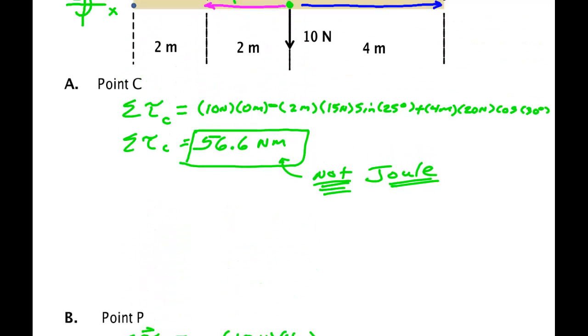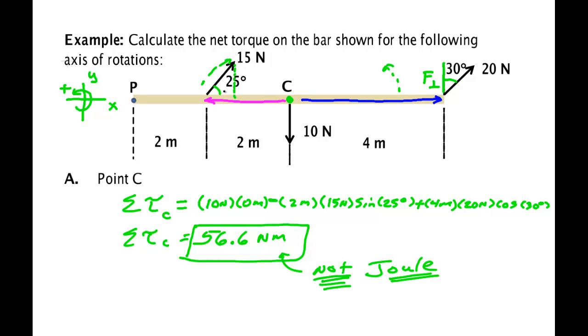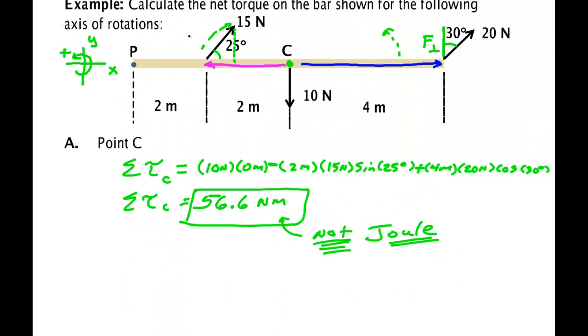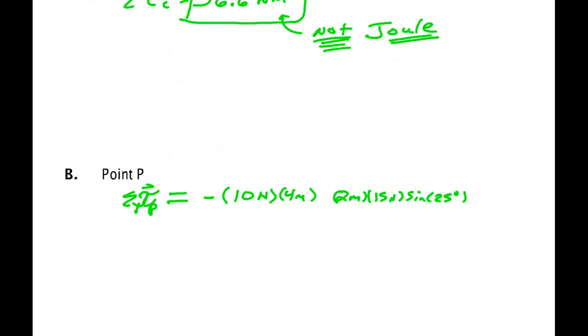The second force here is this 15 newtons. Again, we need the sine function to find out how much of it's perpendicular, and its distance to this point P is this 2 meters. So it's 2 meters, 15 newtons, sine 25 degrees. Need to figure out if that's plus or minus. It's going to cause this thing to rotate this way, which is plus, so it gets a plus sign.